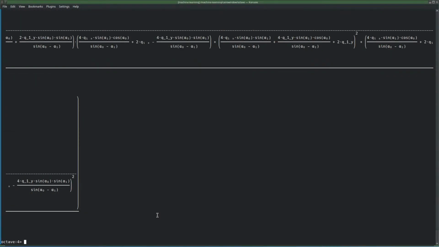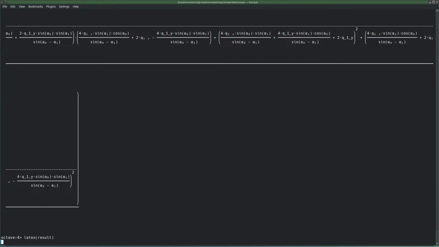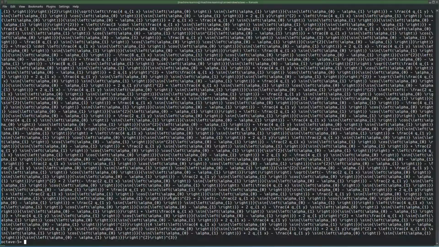Come on. Yeah, there it is. I'll put that in a result, right? So now I can do LaTeX result. There it is. And the question is, can I convert this to C++? Oh, it's outside my scroll buffer. Also very nice.